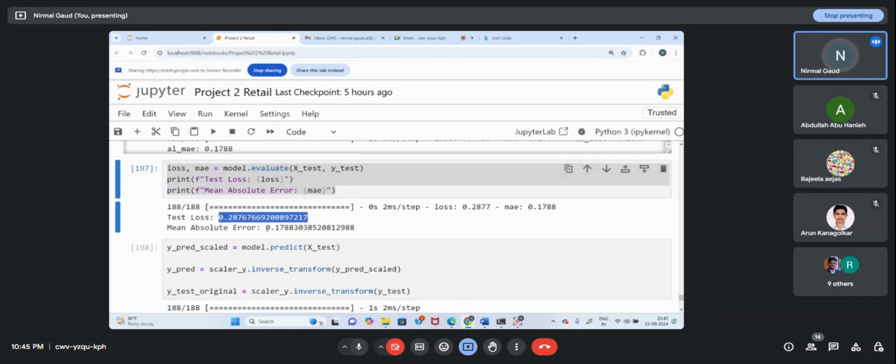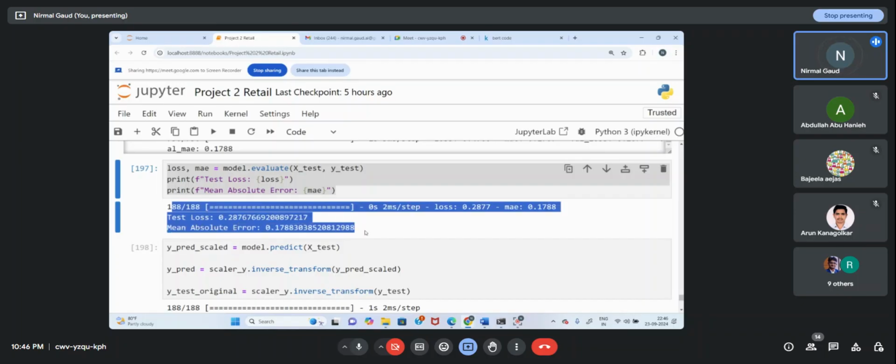These are the losses I got. The mean absolute error is 0.17. That is very less than the machine learning models. So I think I am in a better position with the deep learning model.